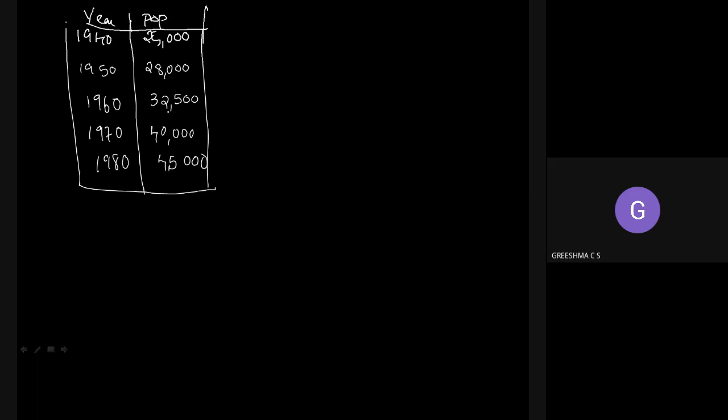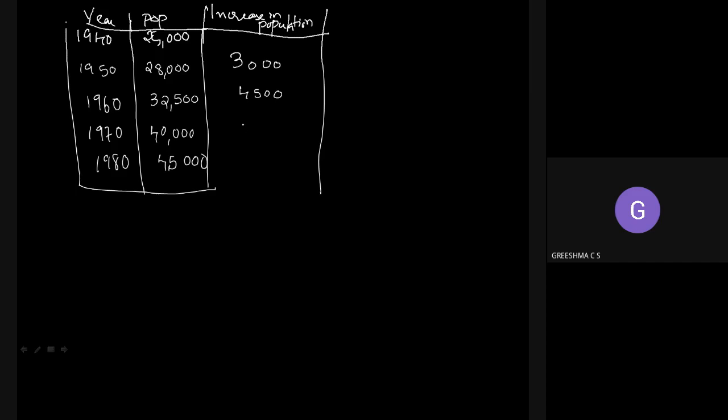Next step is you have to find out how much increase in the population has occurred. So how much is increased? Between 1940 and 1950 there is an increase of 3,000. Between 1960 and 1950, there is an increase of 4,500.